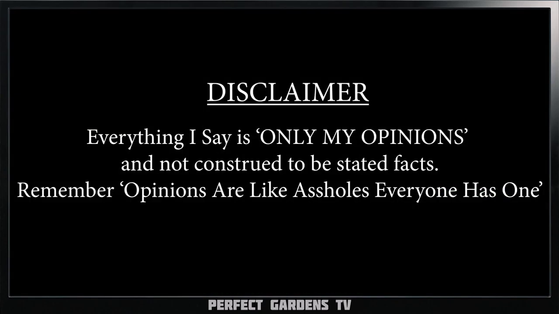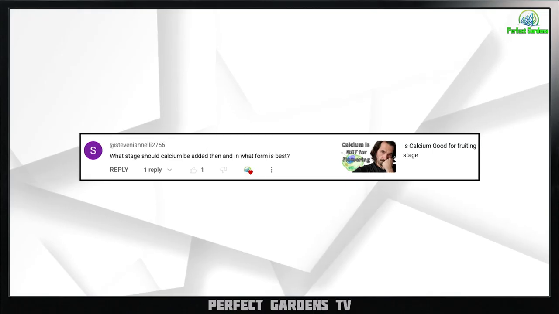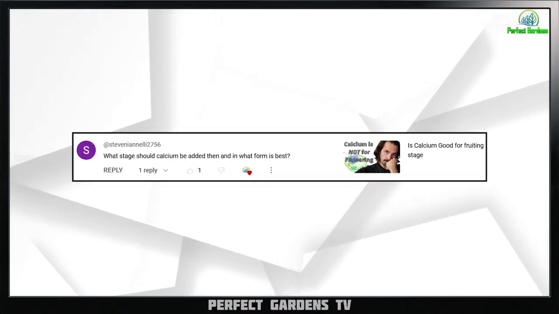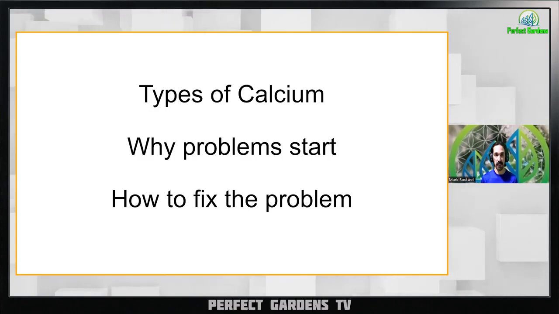So today we got a great question from Steven. Nelly, what stage should calcium be added then, and in what form is the best? Today we'll be talking about the different types of calcium, why problems start with calcium, and how to fix the problem. So let's go and get into it.